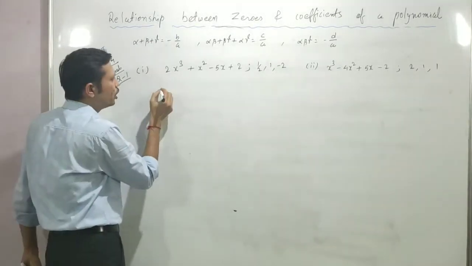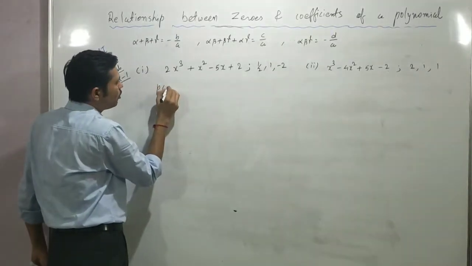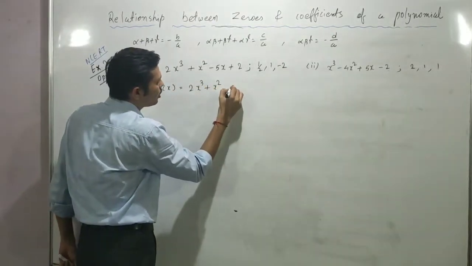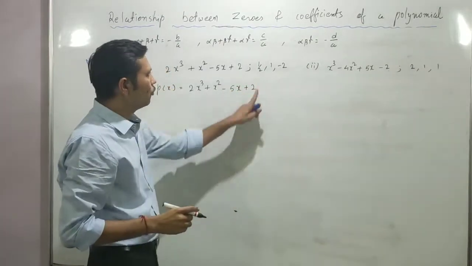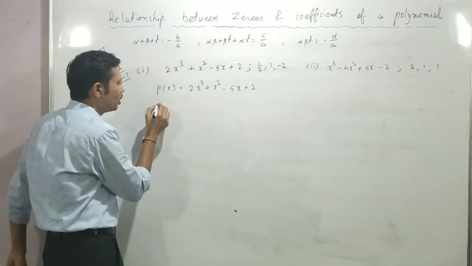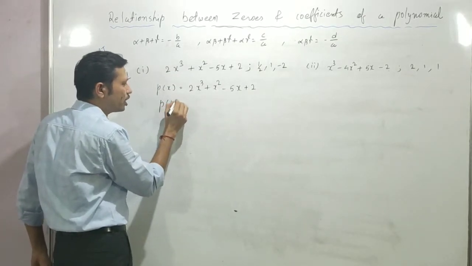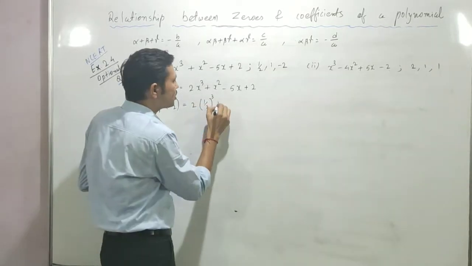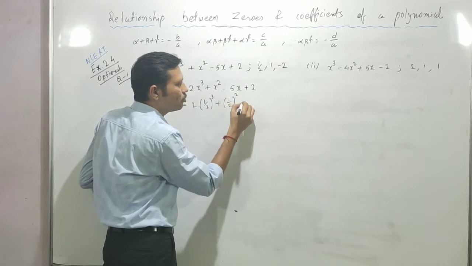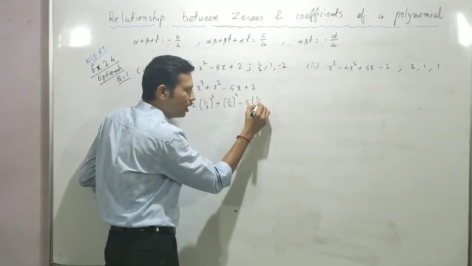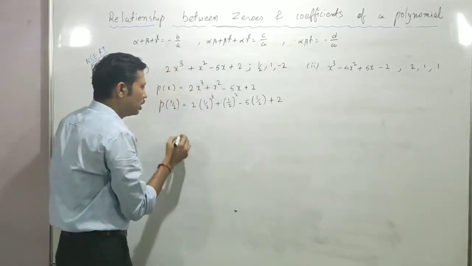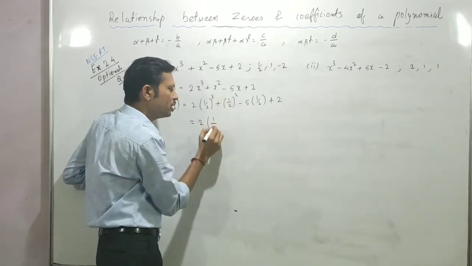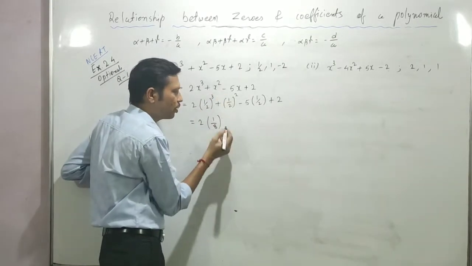Suppose for the first polynomial, I will name this polynomial p of x, that is equal to 2x cube plus x square minus 5x plus 2. First I will check whether 1 by 2 is a zero of this polynomial or not. So simply we have to replace the value of x by 1 by 2 here. So 1 by 2 the whole cube plus 1 by 2 the square minus 5 into 1 by 2 plus 2. Now do the simplification. 1 the cube is 1, 2 the cube is 8. So 1 by 2 the whole cube is 1 by 8.